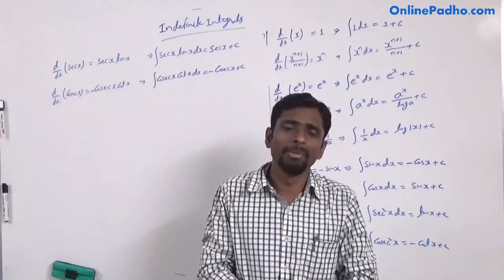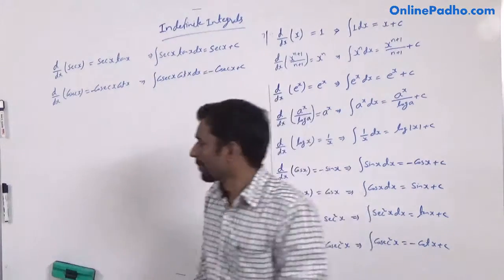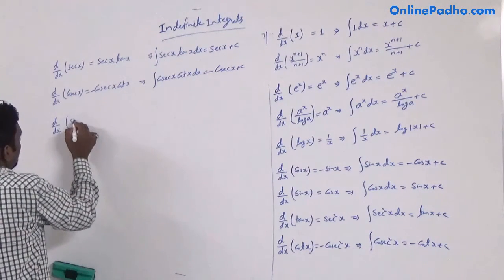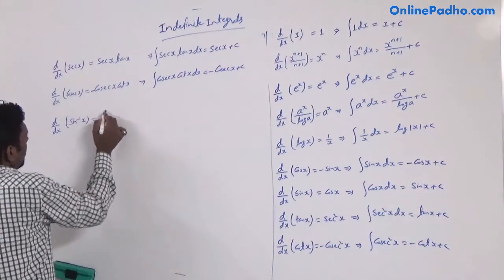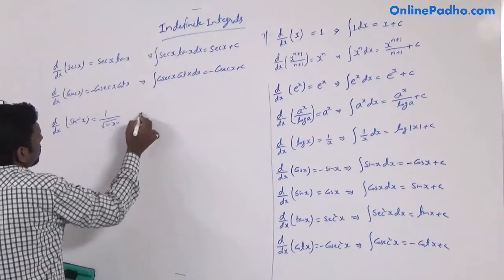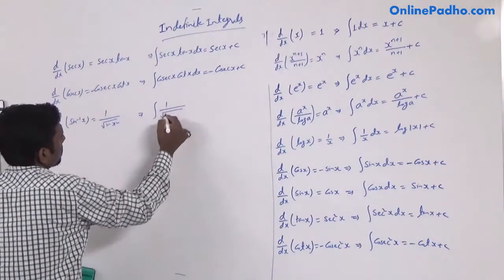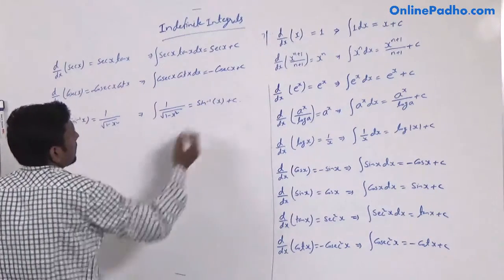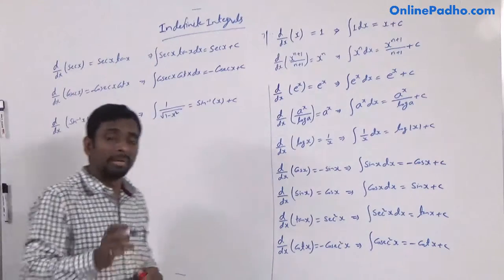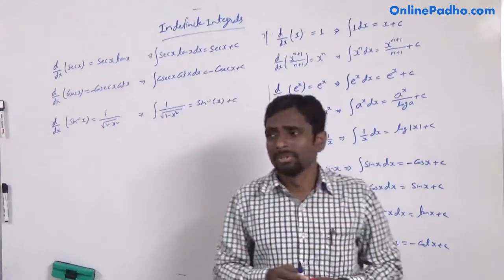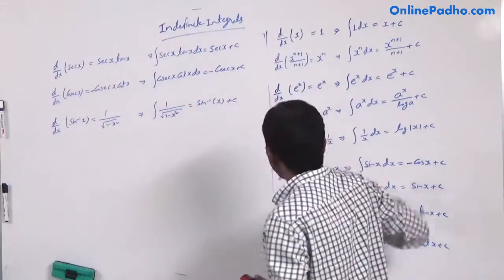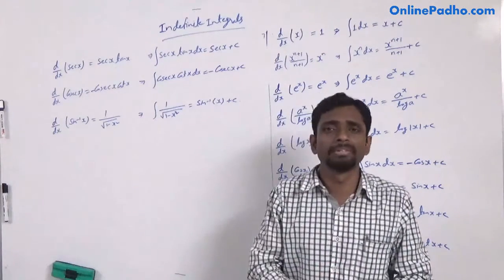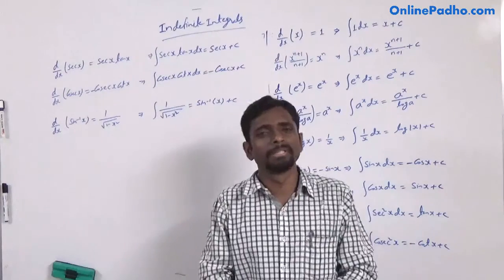Similarly, we can write some more formulas for inverse trigonometric functions. You know the derivative of sin inverse x is what? The derivative of sin inverse x can be written as 1 by root 1 minus x square. So what is the integration of 1 by root 1 minus x square? That is sin inverse x plus c. This is the integration of 1 by root 1 minus x square, right? You can also derive the formulas for cos inverse x and all the inverse trigonometric functions also. So these are some basic formulas for integration, right?